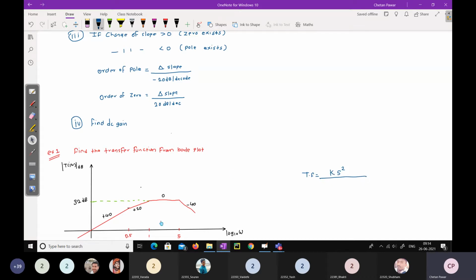Now at corner frequency 0.5, what is the change in slope here? How do we find the change in slope? At this particular corner frequency, it is this plus 20 dB per decade minus this plus 40 dB per decade. So 20 minus 40 will be minus 20 dB per decade. Okay, so at this corner frequency, there exists a zero or there exists a pole.